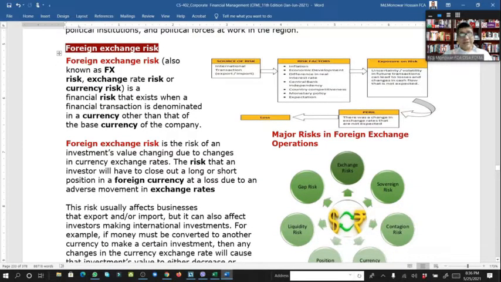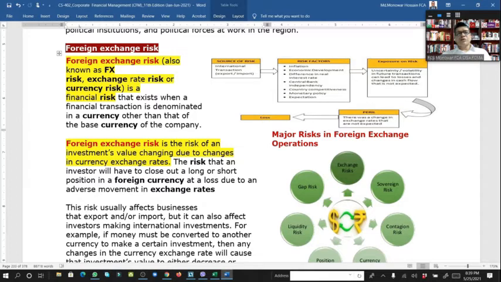Also we can say forex risks, exchange rate risks, or currency risks are financial risks that exist when a financial transaction is denominated in a currency other than the base currency of the company. That means foreign exchange risk is the risk of an investment's value changing due to changes in currency exchange rates. The risk that an investor will have to close out a long or short position in foreign currency at a loss due to an adverse movement of the exchange rate.